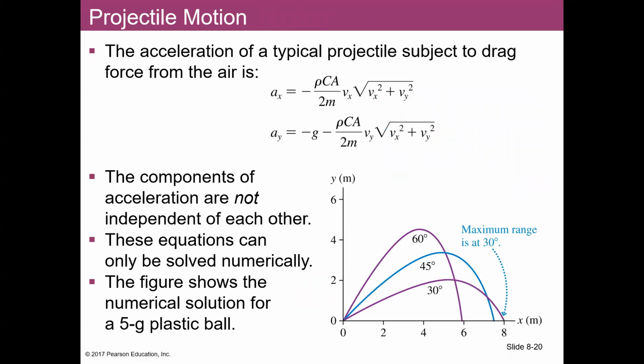But that is only when drag is not included. If you go in the textbook, you'll see a derivation that uses the quadratic drag model. If you remember the quadratic drag model, that is F equals 1/2 rho C A times velocity squared. If you go through this derivation, you get a pair of equations for the acceleration in the x direction and the acceleration in the y direction. And these are not equations that you want to try and solve by hand.